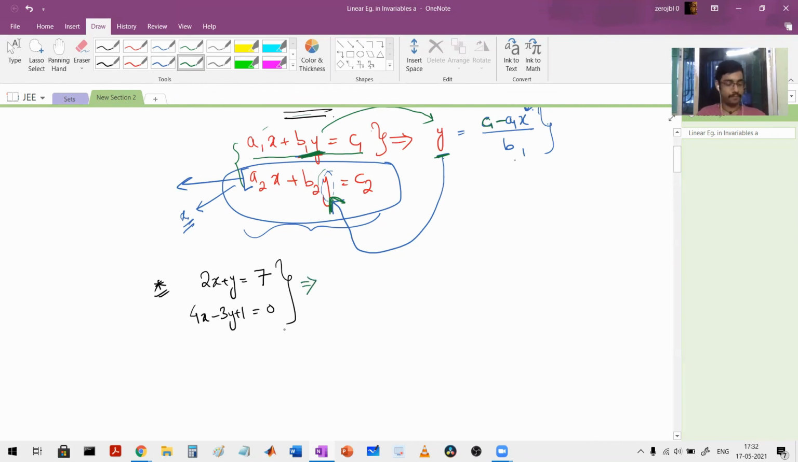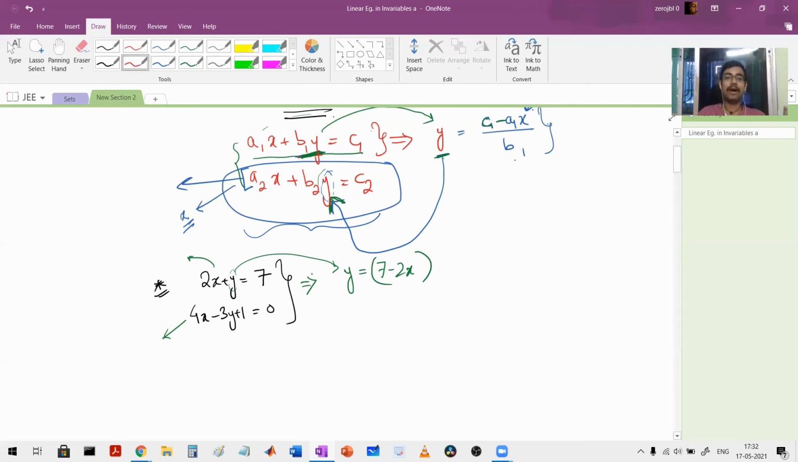Now what can I do? See, the easiest thing will be to find out y from here. Yes? You see? There are many other methods. You can also use this equation. You can also find x from this. But for the easiest purpose, I'm going to find y here. That is 7 minus 2x. Okay?